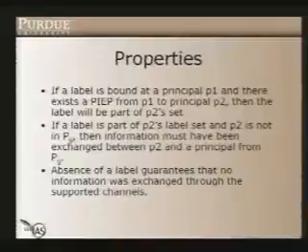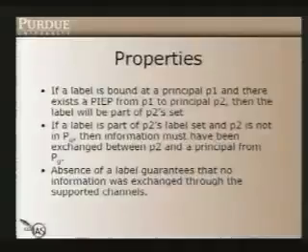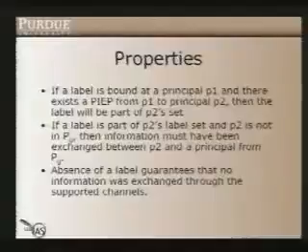And given these extensions to the model, I can give you these two properties, and the third bullet is just a direct consequence of that. So if a label is bound at a principal P1, and there exists a potential information exchange path from P1 to P2, then the label will be present as part of P2's set.